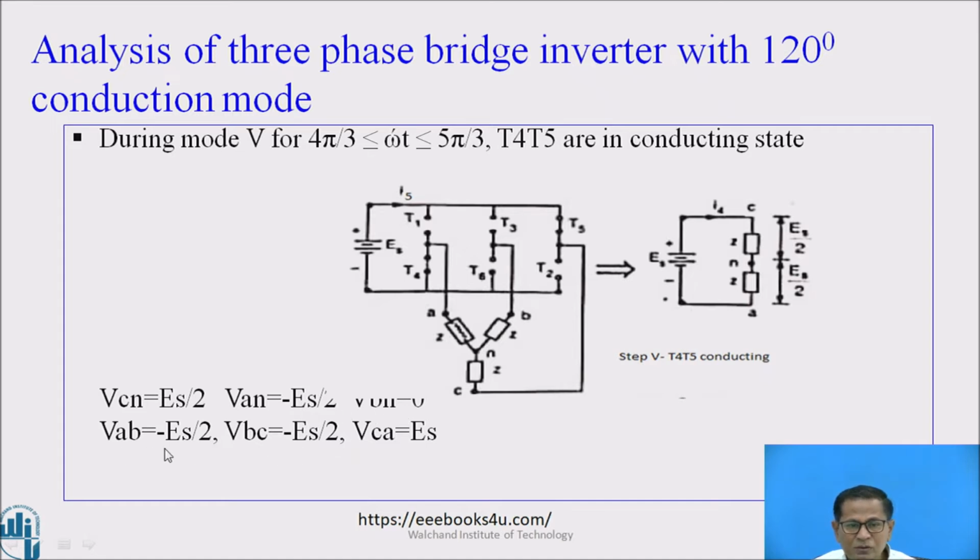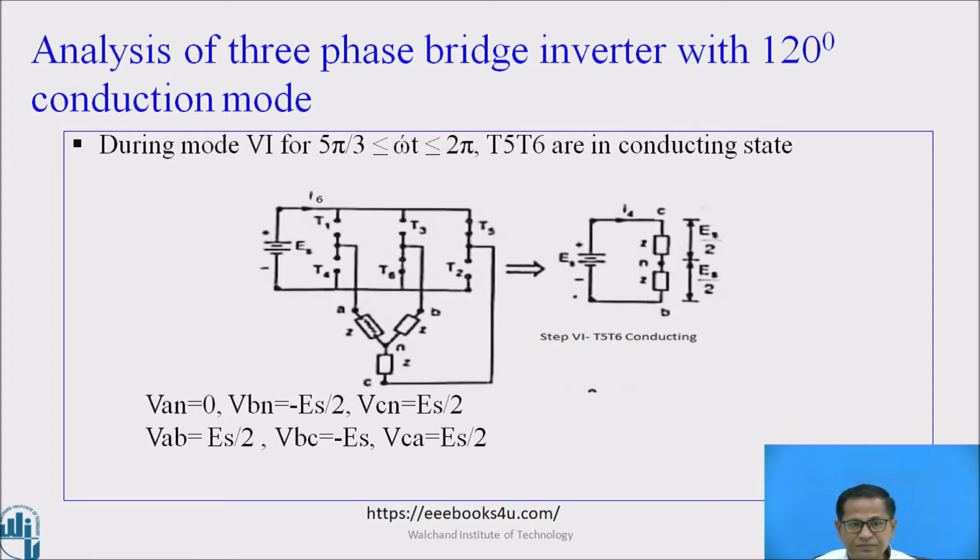So VAB is equal to VAN minus VBN, minus ES by 2. VBC is VBN minus VCN, minus ES by 2. VCA is VCN minus VAN, plus ES.